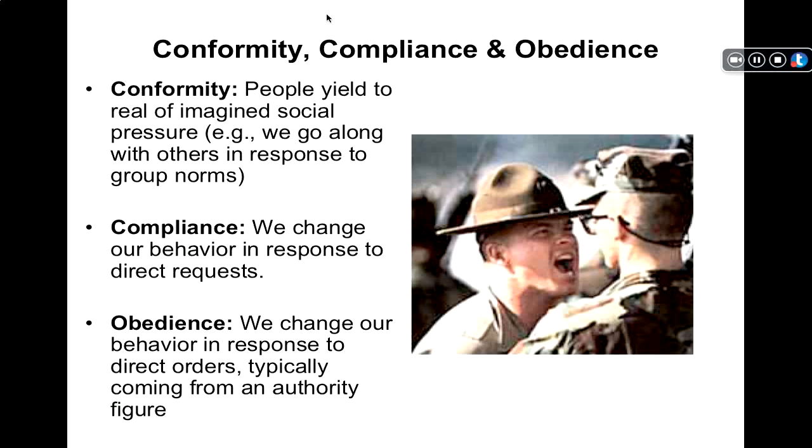So there are these norms, these rules of expected behavior, that we're aware of. Most of them are implicit. That is, they're not written down anywhere, but rather we've learned them throughout our developmental history. And so we go along with the rules of the game. That's conformity.